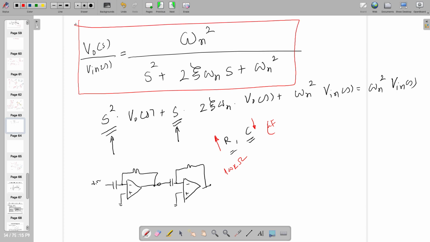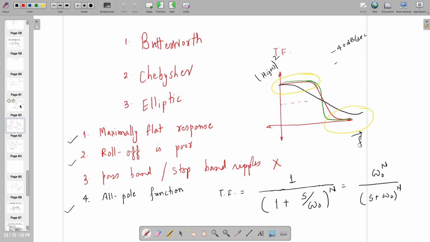But that transfer function will have three different approximations. One is Butterworth, where you will have maximally flat response, roll off, and pass band, stop band ripples will not be there, and the function will be an all pole function.